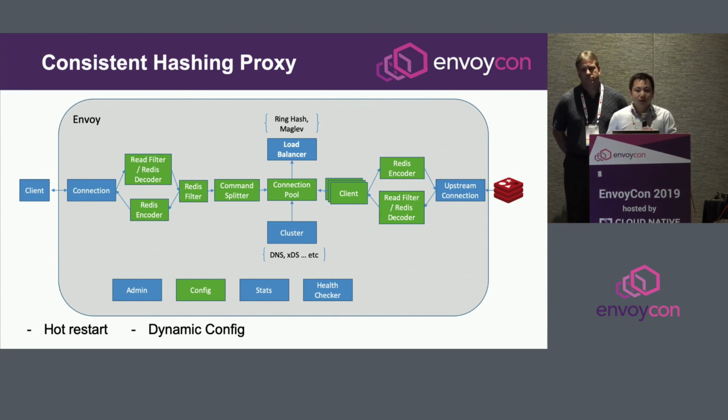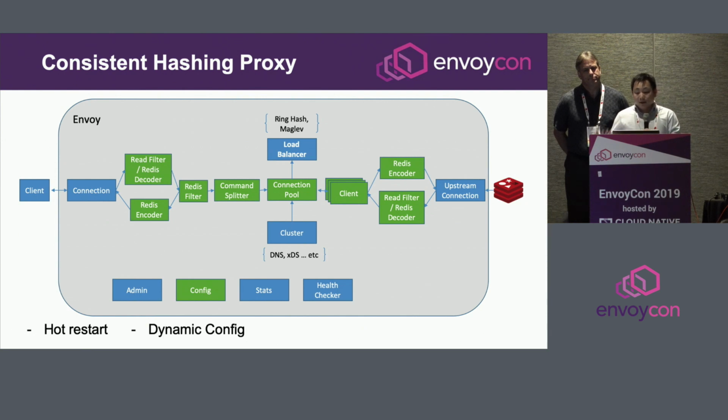And in the first iteration, a cluster is very simple. It's a flat list of nodes that we are interested in. Then the connection pool, knowing what the hosts are, can start making connections and sending routing requests.